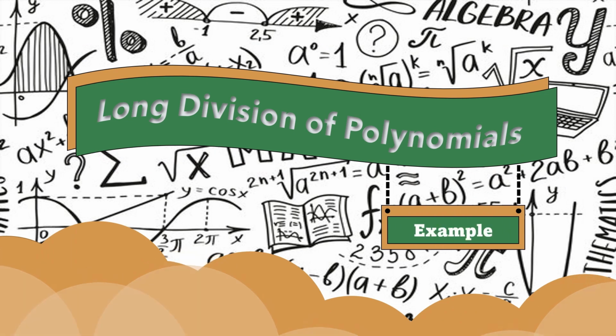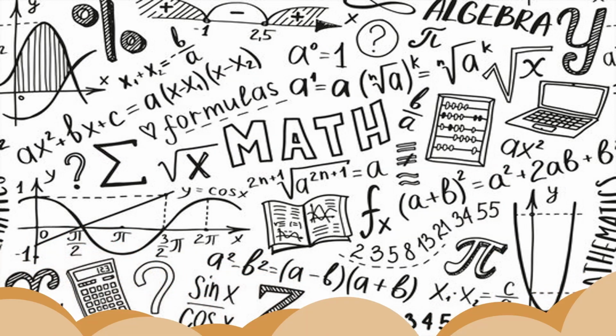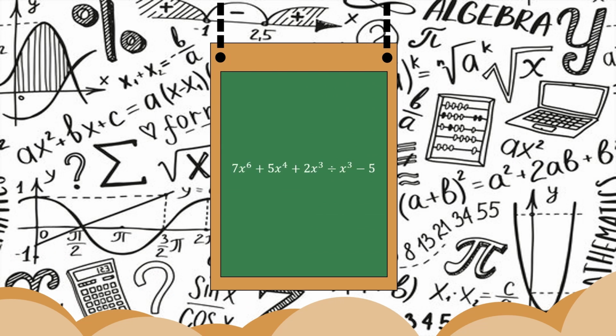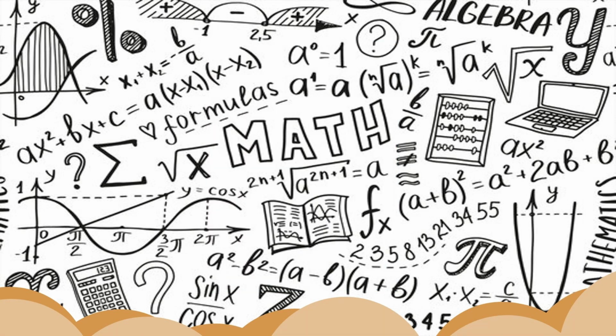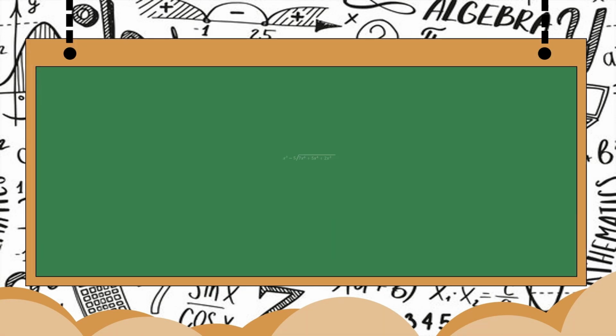So let's have an example of a long division of polynomials. Let's try this one: 7x^6 + 5x^4 + 2x^3 divided by x^3 - 5. Let's put our denominator outside and it will be our divisor. Then let's put our numerator inside and it serves as our dividend. So we put x^3 - 5 outside as our divisor, and 7x^6 + 5x^4 + 2x^3 inside as our dividend.